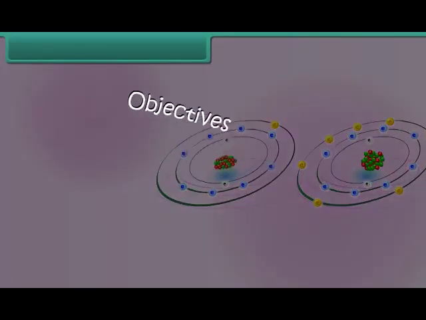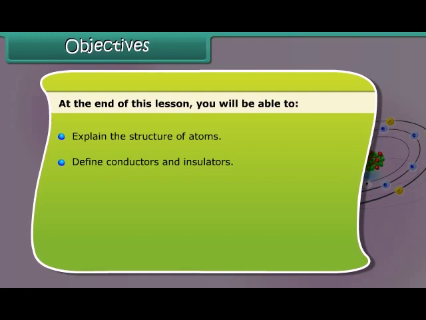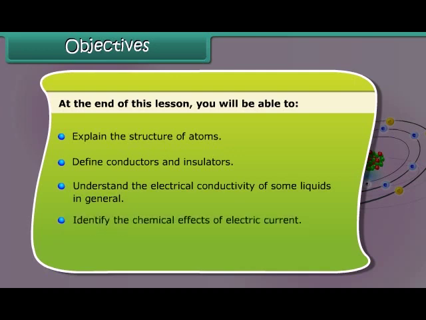Objectives. At the end of this lesson, you'll be able to explain the structure of atoms, define conductors and insulators, understand the electrical conductivity of some liquids in general, identify the chemical effects of electric current, and list the uses of chemical effects such as electroplating.